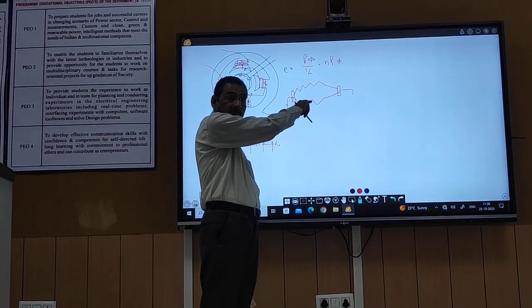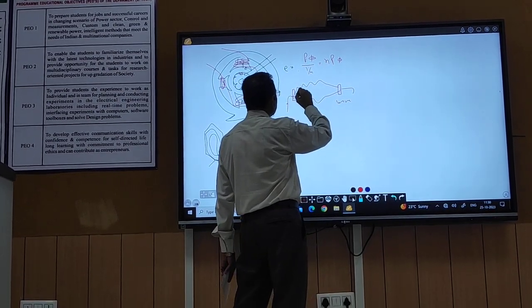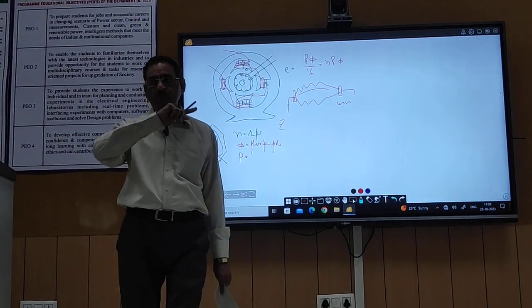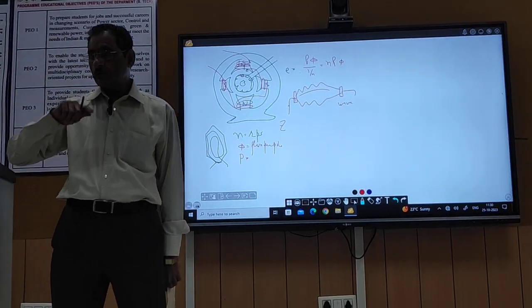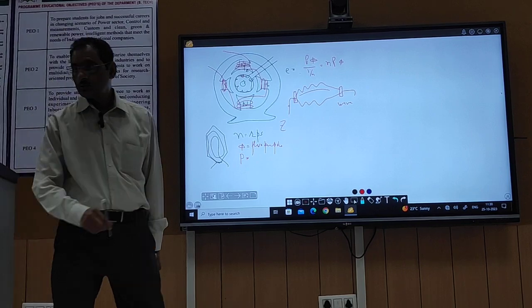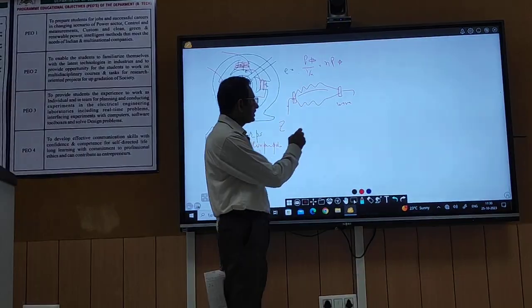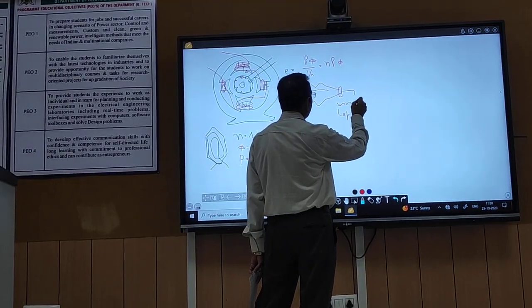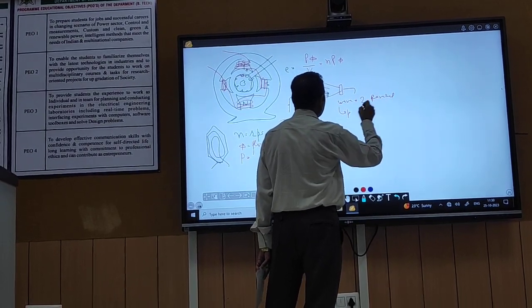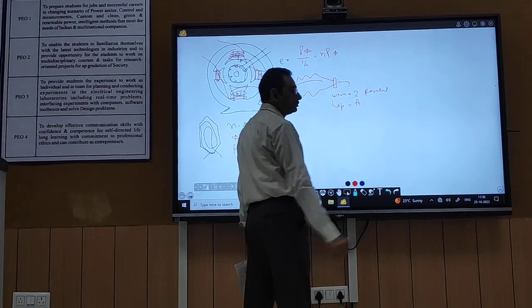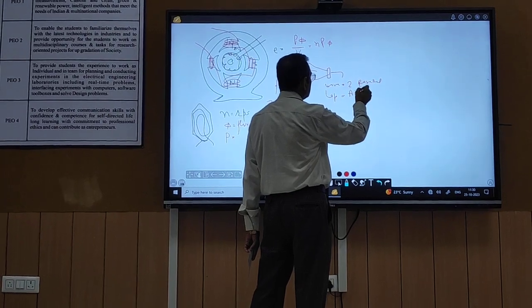And if it is a wave winding, so how many conductors will be there in one path? Total conductors आपके winding में अगर Z है तो एक पाथ में कितने होंगे? Z by 2. अगर यहाँ 2 से divide है. If it is a lap winding, number of parallel paths? In lap winding, number of parallel paths A is equal to P.